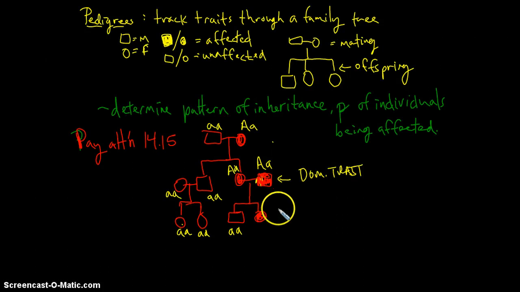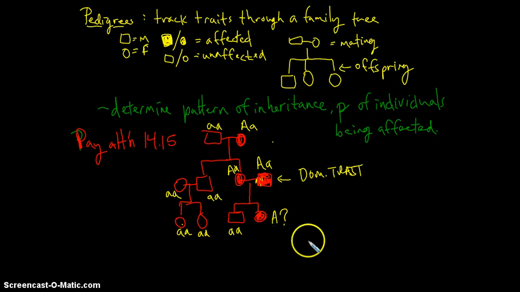The last person we're going to look at is this person down here. Now, obviously, she's affected, so she has a dominant allele. And the question becomes, what is her other allele? And we cannot determine that given the information in this pedigree, because both parents, since they're heterozygous, could also have passed on to her a recessive allele.